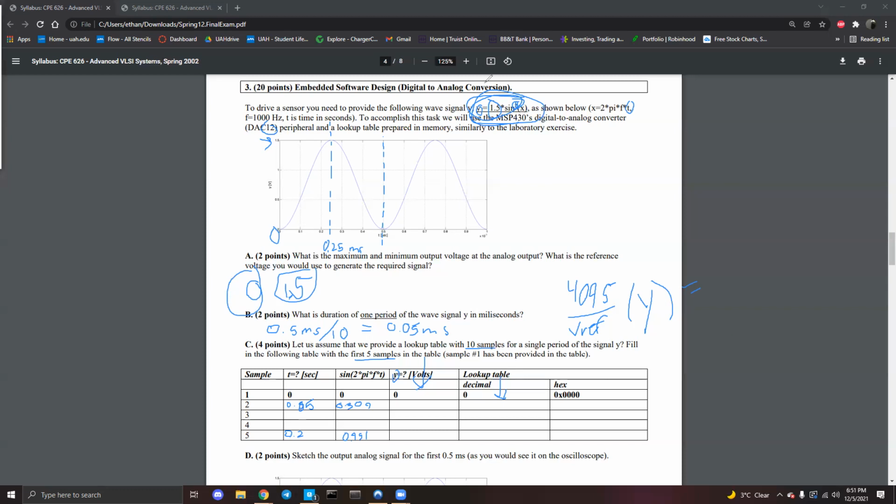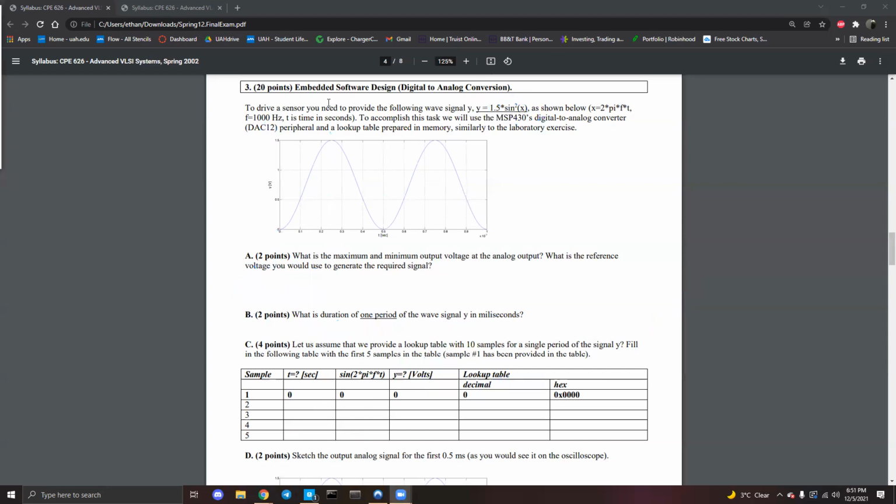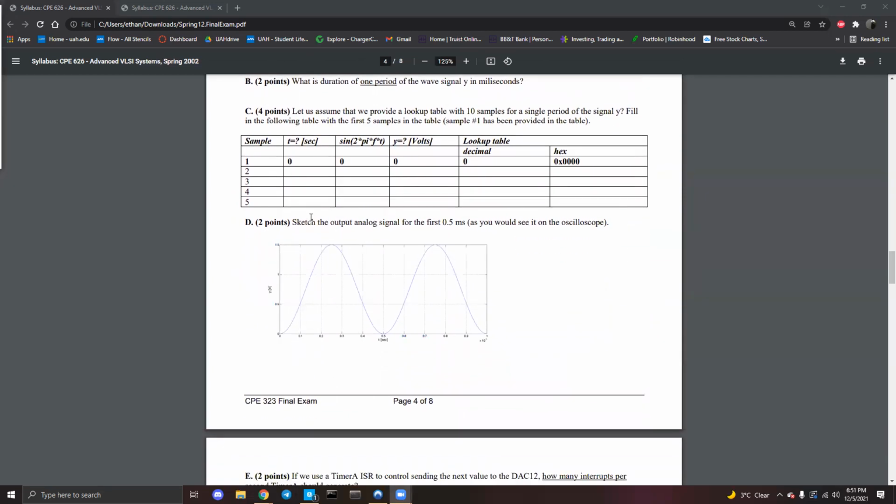So then that's that. And then it says sketch the output analog signal for the first half a millisecond. This is the drawing of the square-ish sine wave. I don't know if, doing this digitally, he's going to have multiple choice with a couple pictures of it or something. If that shows up, that's the only way I can think of it.